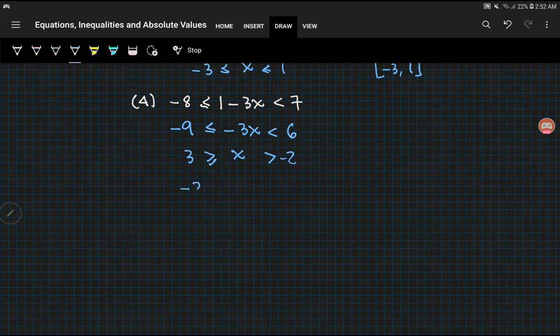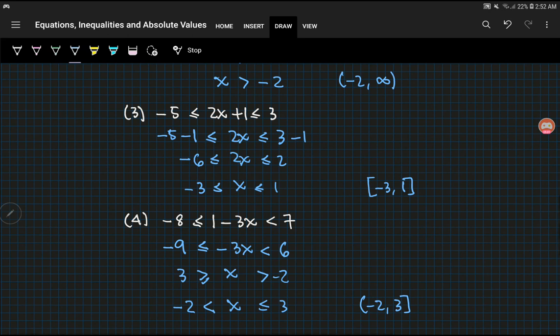So we'll have negative 2 less than x less than or equal to 3. Okay, this is the answer. So that's how we solve linear inequalities.